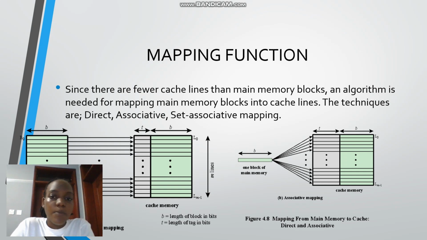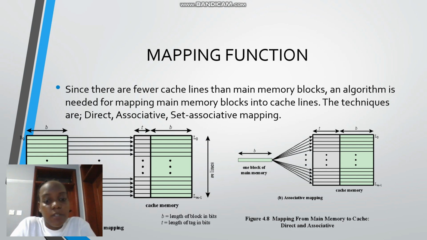So next we have the mapping function. Since there are fewer cache lines than main memory blocks, an algorithm is needed for mapping main memory blocks into the cache lines. The techniques are direct mapping, associative mapping, and set associative mapping.